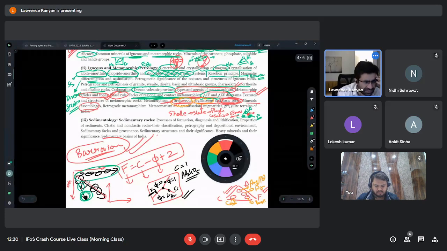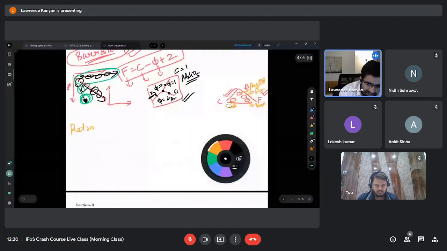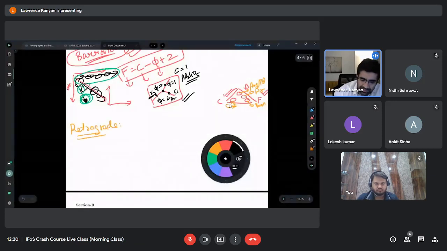Retrograde metamorphism is not very often asked in the exam. There is the PT path. In prograde metamorphism, pressure and temperature are increasing. In retrograde metamorphism, pressure and temperature are decreasing. Maybe we didn't discuss this in detail in the class, so just remember this part: retrograde reactions are usually very slow in nature.